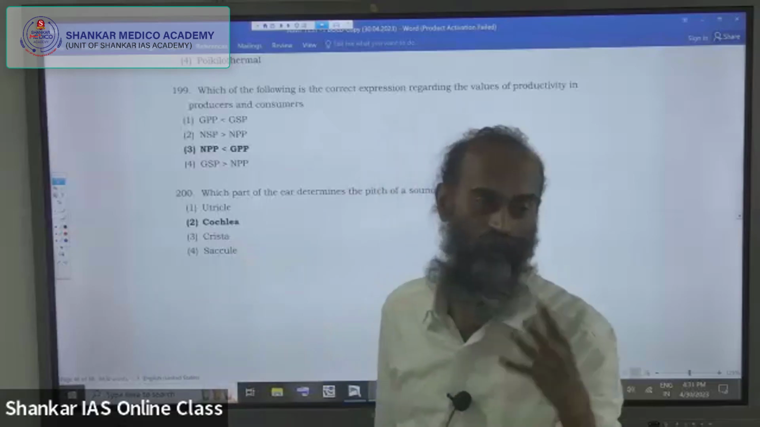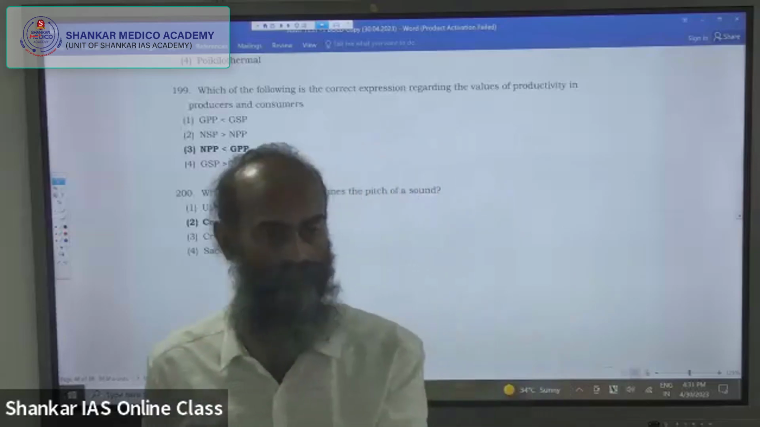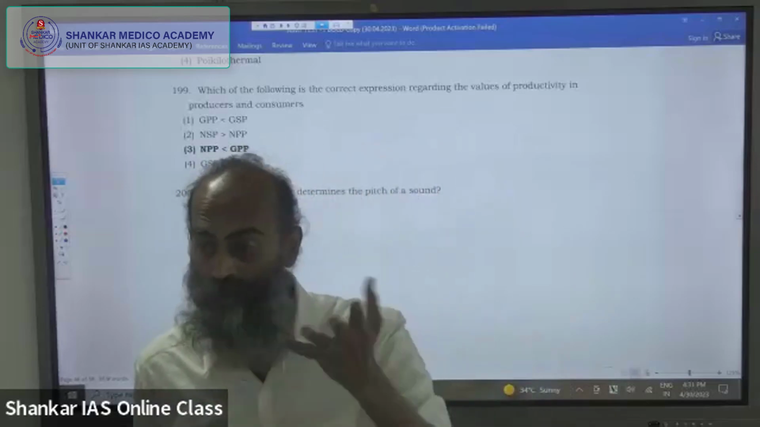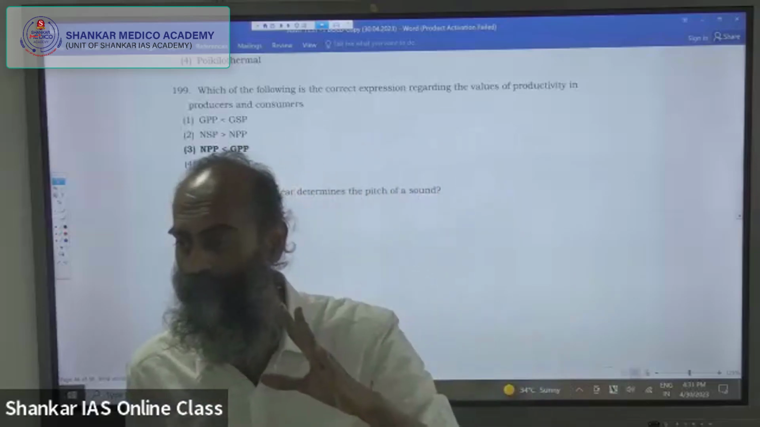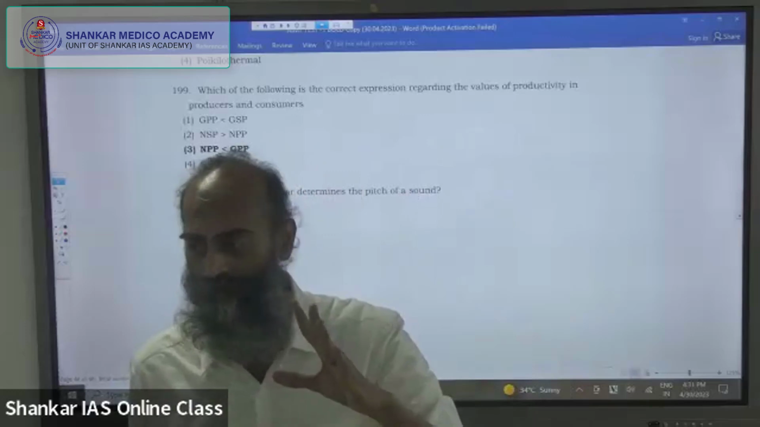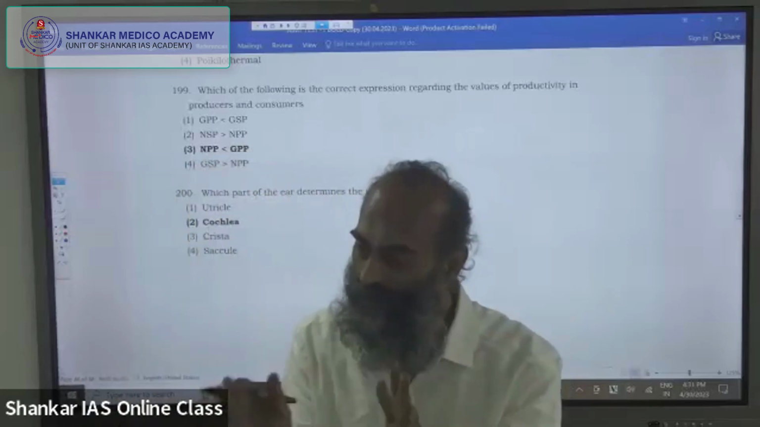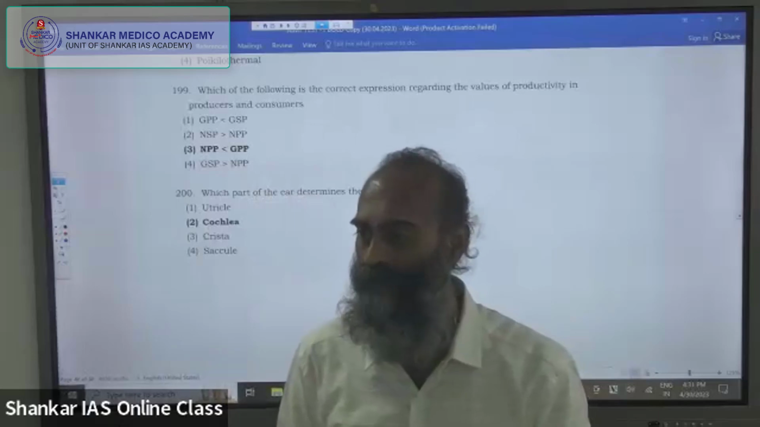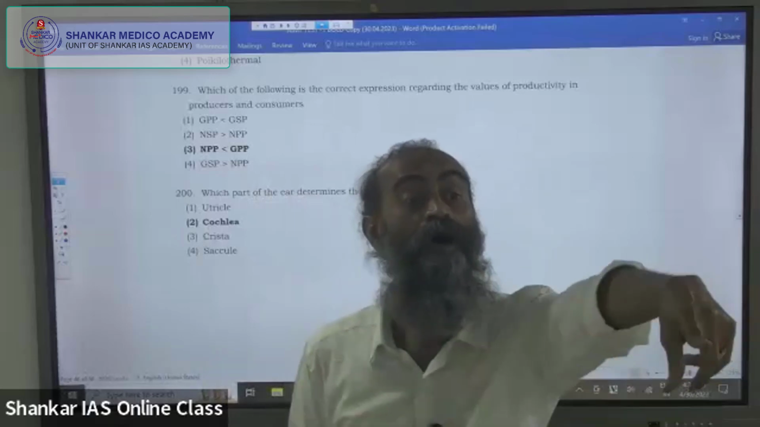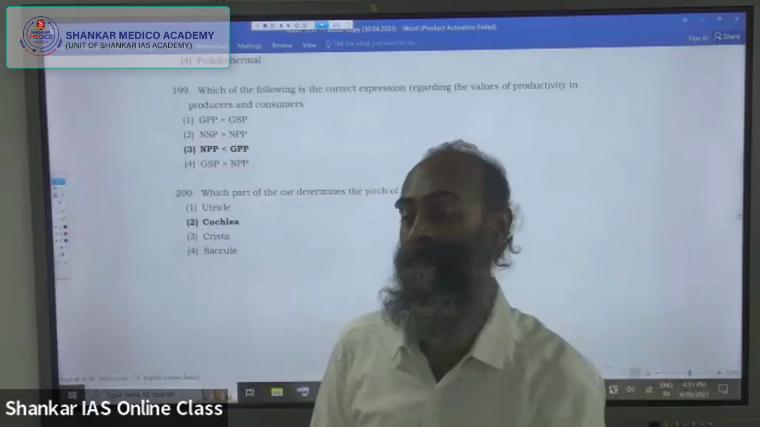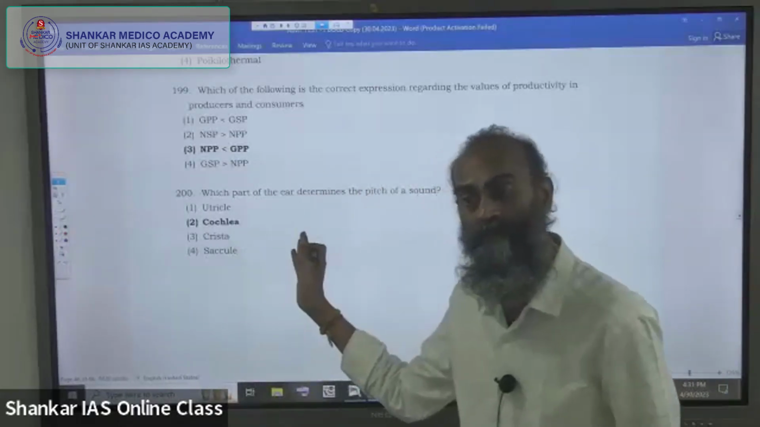In the inner ear, you have the vestibular apparatus and the cochlea. The vestibular apparatus is divided into two parts. The cochlea has scala vestibuli, scala tympani, and all those things. Semicircular canals will have crista.